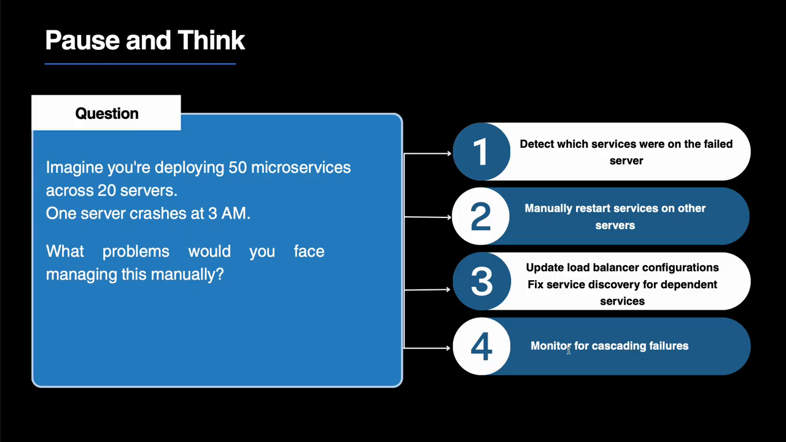Kubernetes automates all of this. It detects failures within seconds, automatically reschedules pods to healthy nodes, updates service routing transparently, and maintains system health continuously without any human intervention. Isn't that convenient?